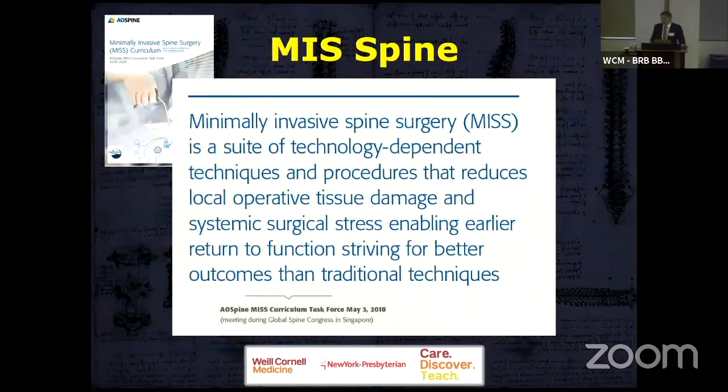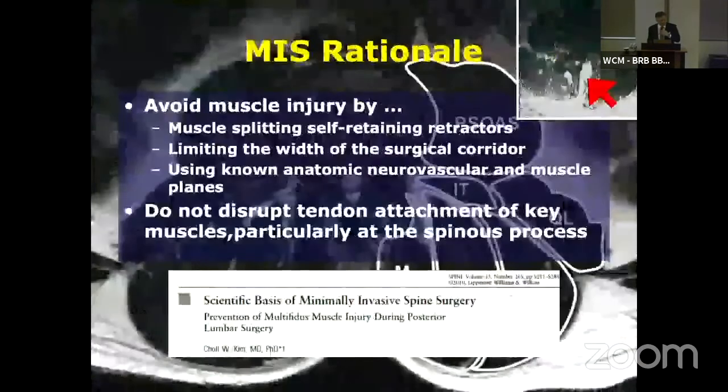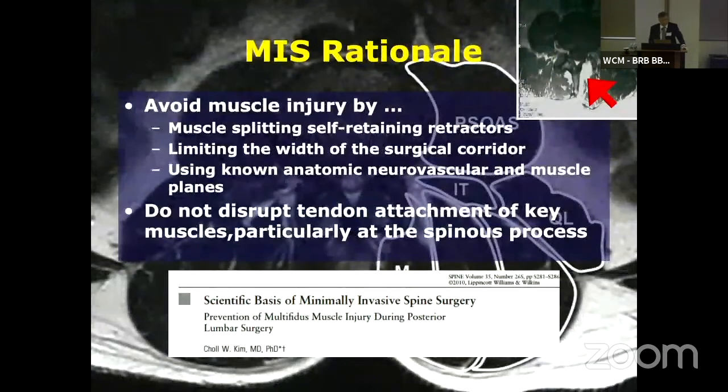And there's no Class 1 evidence yet that we're there. There are certain procedures that have proven over the years to be extremely successful. But obviously, the goal is to expand that and make sure that everything we do in MIS has some kind of scientific basis and also a superior outcome in our patients.